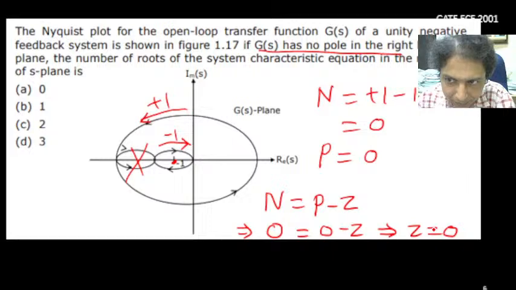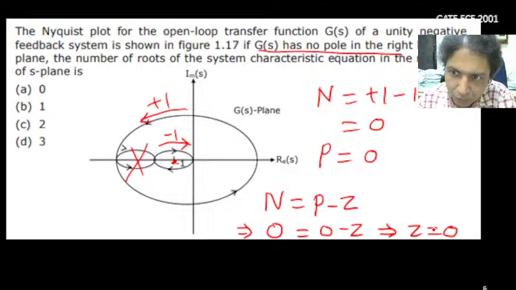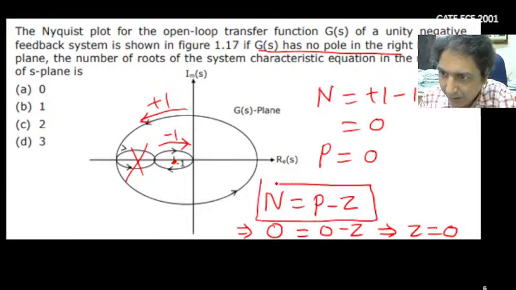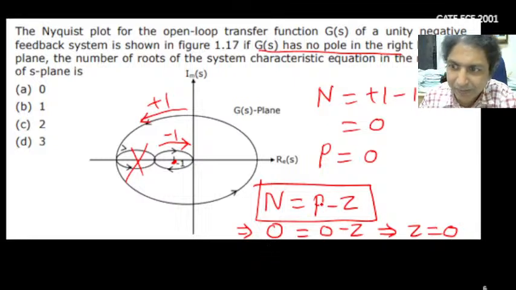It's very simple. So if Nyquist plot is given to you, just decide how many times it will enclose this -1 j0 point, that is your capital N. Compute that one. Then use this equation, N equals P minus Z. You will get these things.